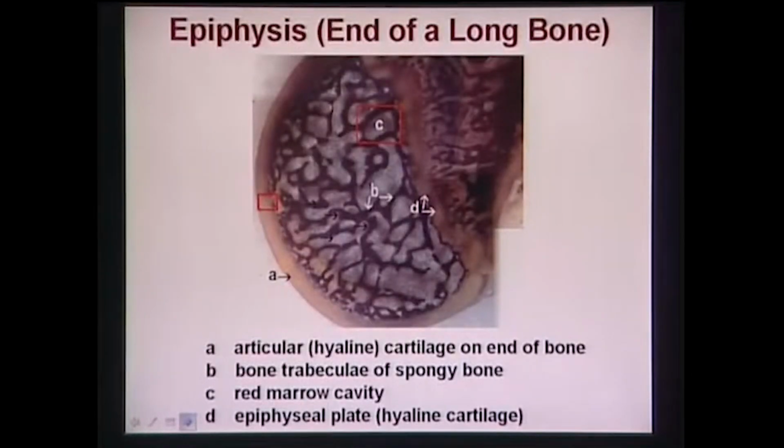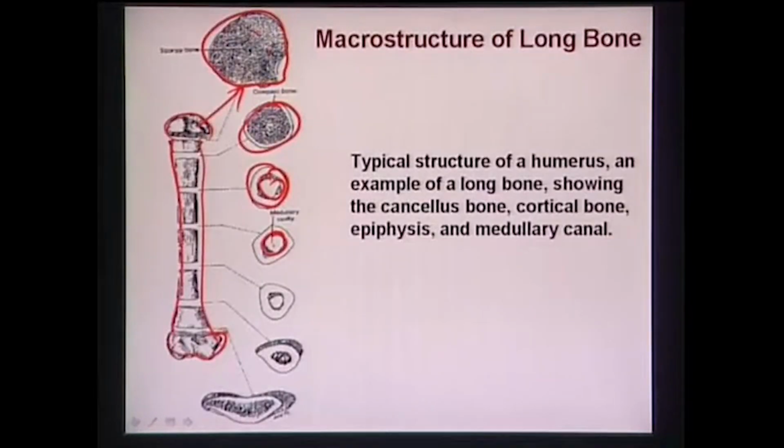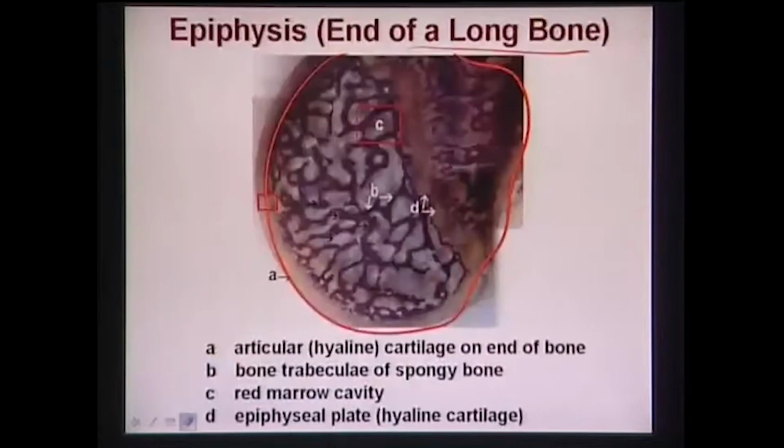Now epiphysis is the end of a long bone, and you can see how this long bone end will look like. So this is the region we are now focusing on, and these are different parts. A is the articular cartilage at the end of the bone. So this region is that articular cartilage.